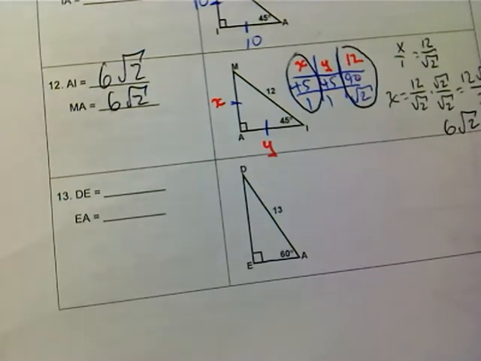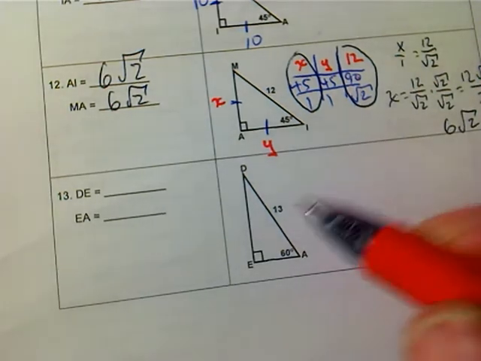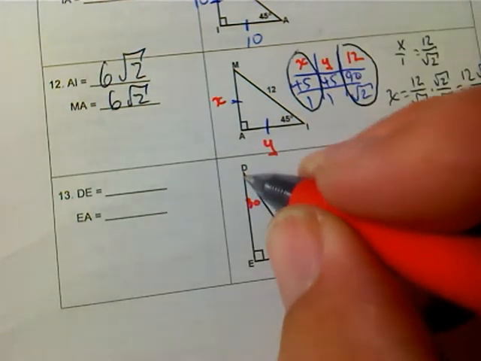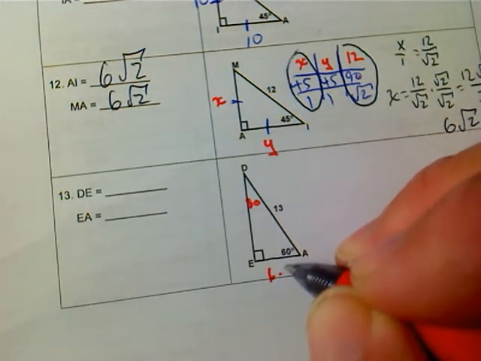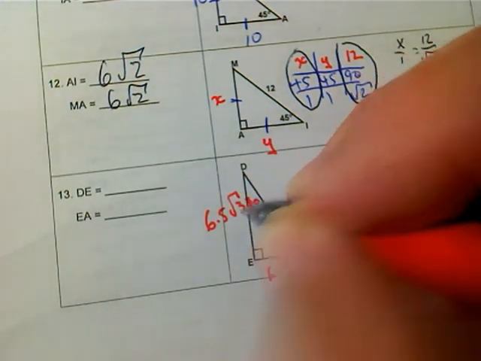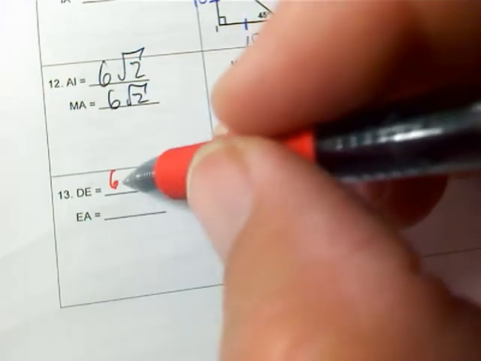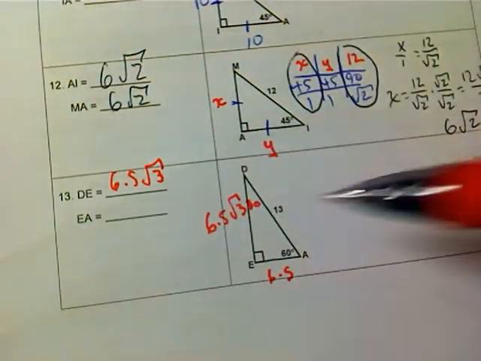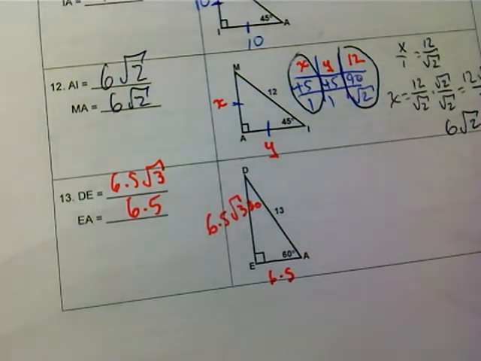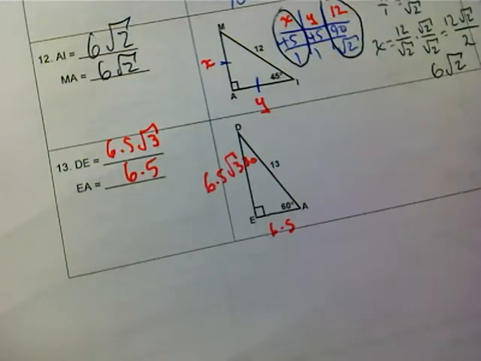Now what if it's a 30, 60, 90? Maybe you remember this. Maybe you know this side is the 2 side. This is 30 degrees, so this is half of that. And this is that number times the square root of 3. So DE is 6.5 root 3, and EA is 6.5. It's fantastic. If you don't remember that, I'll use this Tic Tac Toe method in just a second.